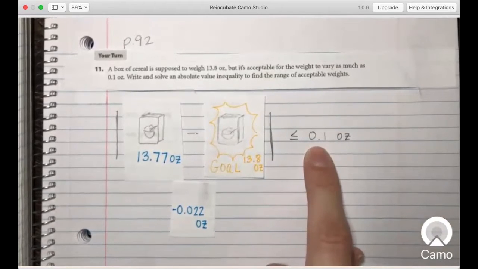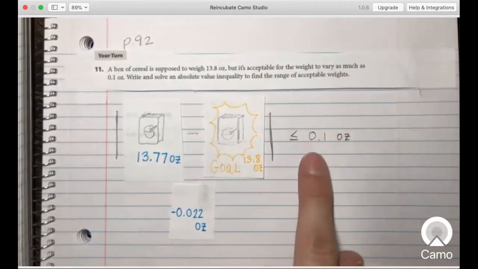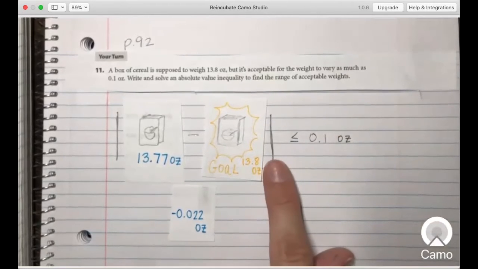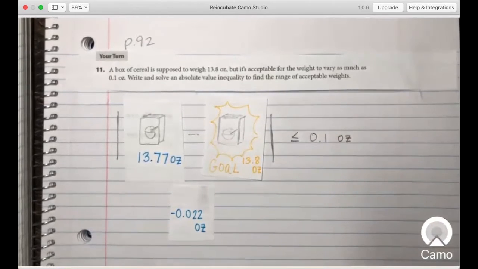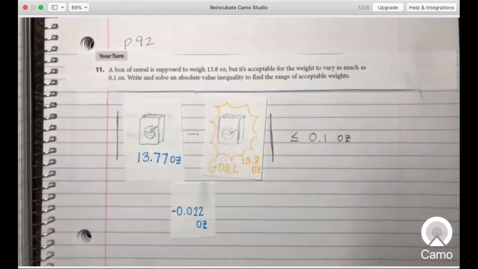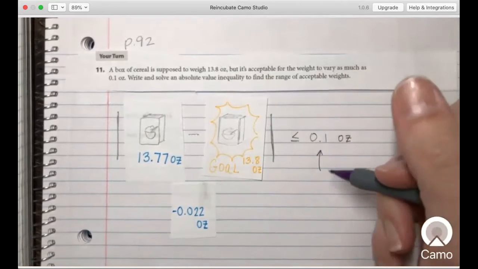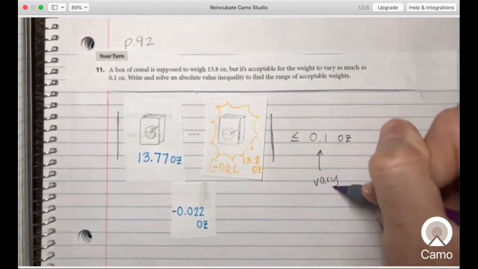than that 0.1 ounces. So we represent the range by using our absolute value, and that ensures that whatever we have as a difference is not going to be greater than this amount. So that absolute value will turn those negatives into positives, and it'll ensure that we're in the right range. Okay, so this is always going to be our variance. So how much we're allowed to vary.